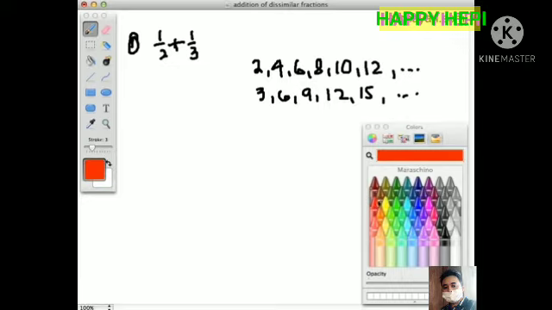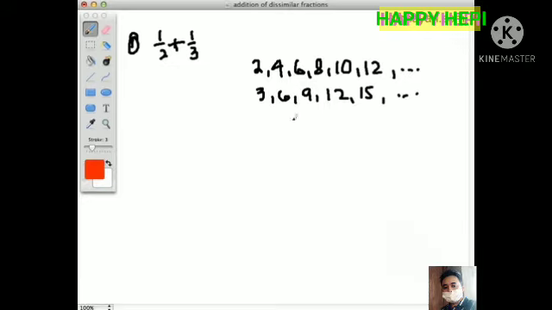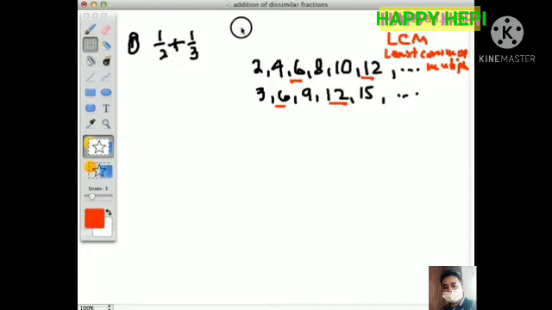Okay, so anong ibig sabihin ng common? Yung numbers po na pareho dun sa dalawang list na ginawa natin. So we have common multiples like 6 and 12. If we continue, we will have more multiples, but we are looking for the least common multiple or LCM. So we can see here clearly that the least common multiple of 2 and 3 is 6. So once we have the least common multiple, what we will do is to convert these fractions so that their denominator becomes 6.